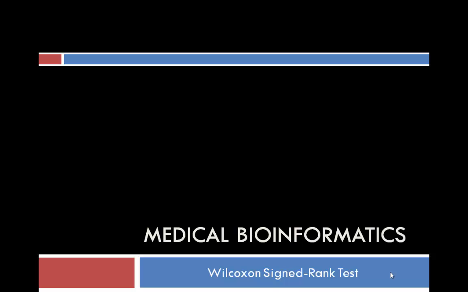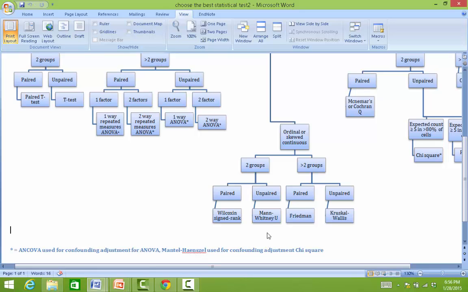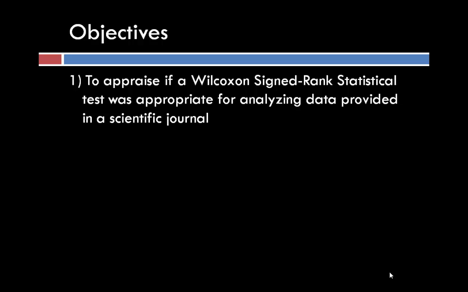Today we're going to be looking at another non-parametric statistical test, which is the Wilcoxon signed rank test. When we last left off, we looked at the Mann-Whitney U, where we had two groups of unpaired data. And this time we're going to be looking at the Wilcoxon signed rank test, which is where we have two groups of paired data. So the objective for this lecture is to appraise if a Wilcoxon signed rank statistical test was appropriate for analyzing data provided in a scientific journal.